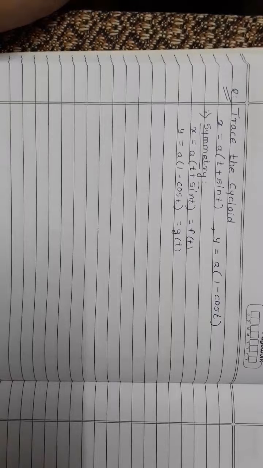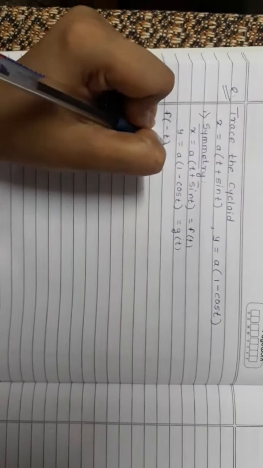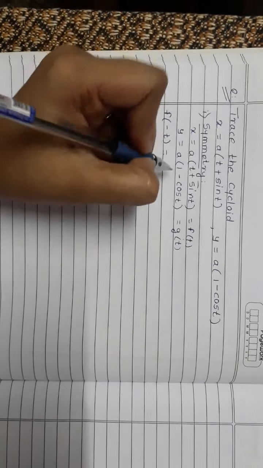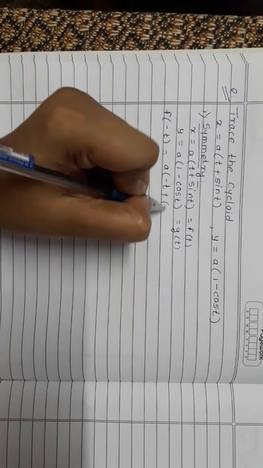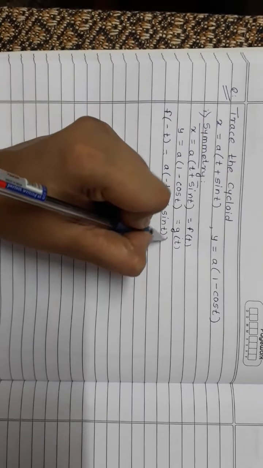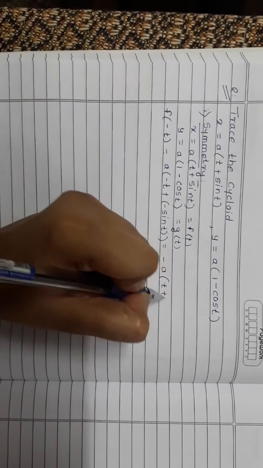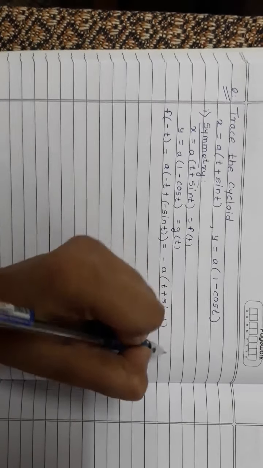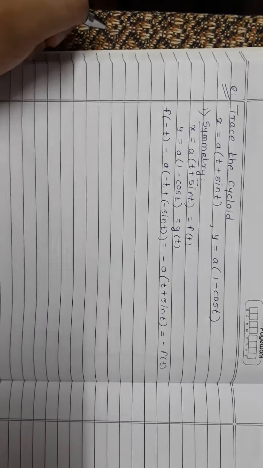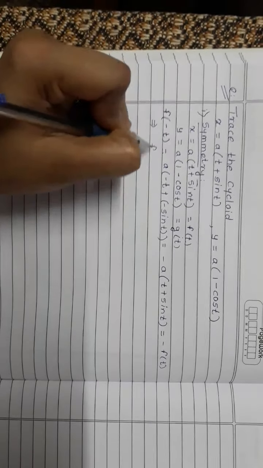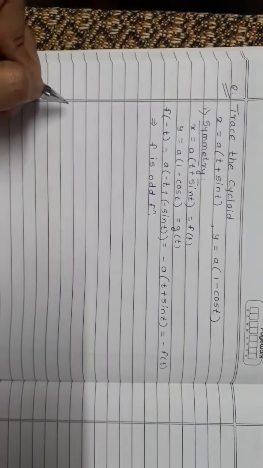Firstly I'm going to check whether f of t is even or not. For that I'm going to start with f of minus t. So this is a into minus t plus sine of minus t, which is nothing but minus sine t. I can take the minus sign common, so what remains? a into t plus sine t, which is nothing but f of t. So what I have shown is f of minus t equals minus f of t. So what is the conclusion? f is an odd function, meaning x is an odd function.